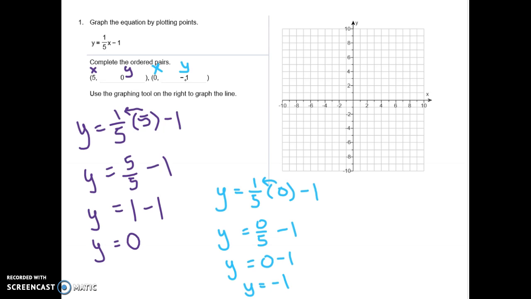Then you use the graphing tool. We're going to graph 5, 0, over here. 5, 0 is the first point, and 0, negative 1 is the second point, and it should automatically draw in a straight line. My line's not going to be straight because I'm freehanding it. Make sure it just goes through those 2 points and you've got your line.